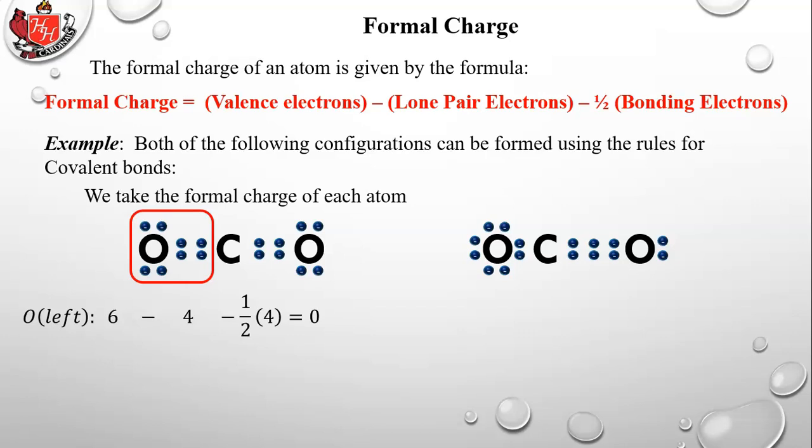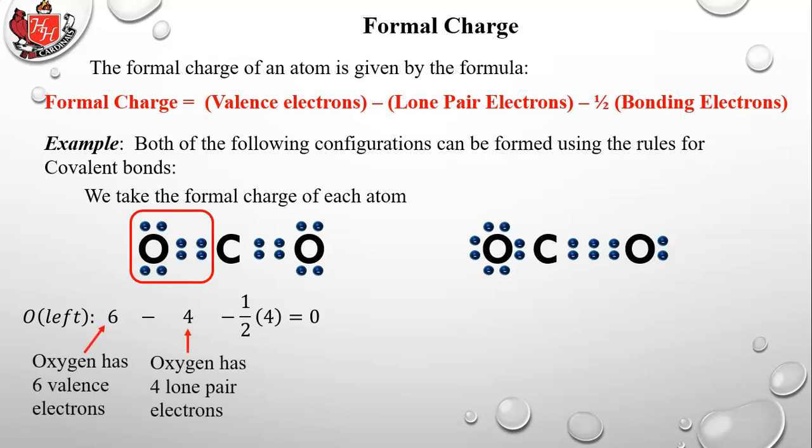And then you take half of the bonding electrons. And there are 4 electrons bonding the oxygen to the carbon. You take half that number, so that would be 2. So if you subtract, take 6 minus 4 minus 1/2 of 4, you get 0. So that's a very stable atom there because it has a formal charge of 0. So oxygen has 6 valence electrons, oxygen has 4 lone pair electrons, and we take half the bonding electrons, we get 0.